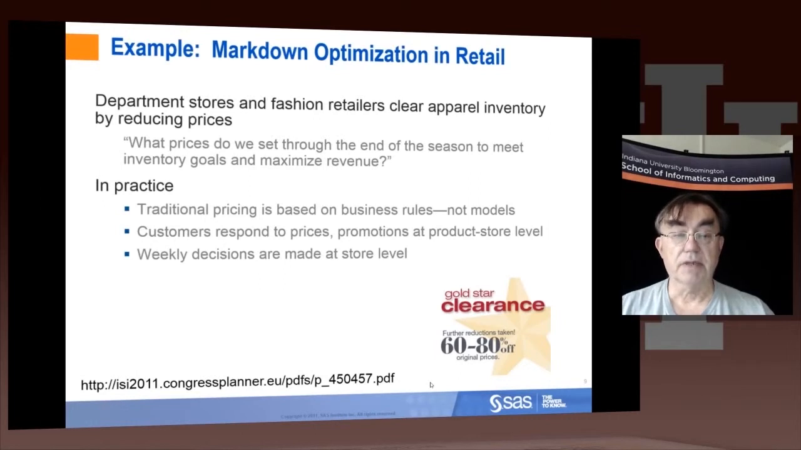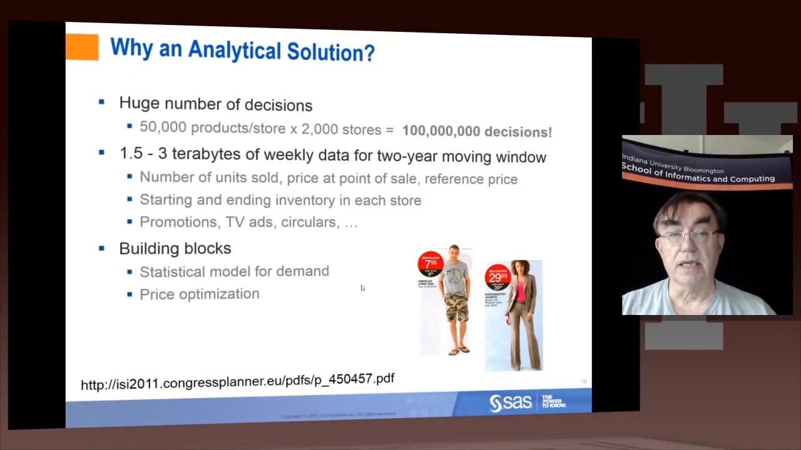It points out here that in the past this was often done by intuition, but now it can be done by actual analytics. This slide here points out the magnitude of the problem. 100 million decisions need to be made on pricing because we have so many stores and so many products, and that gives you many terabytes of data each week, which correspond to looking at the last 2 years. And this gives you the number of units sold, the price, and so on, and how much inventory you actually have, and what you did to get rid of, to popularize the item.